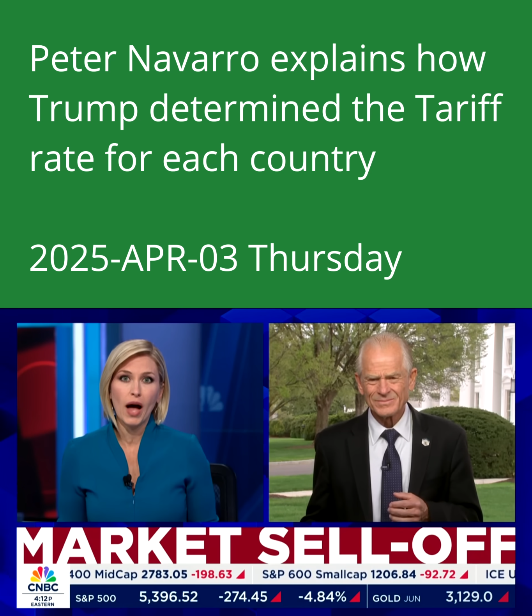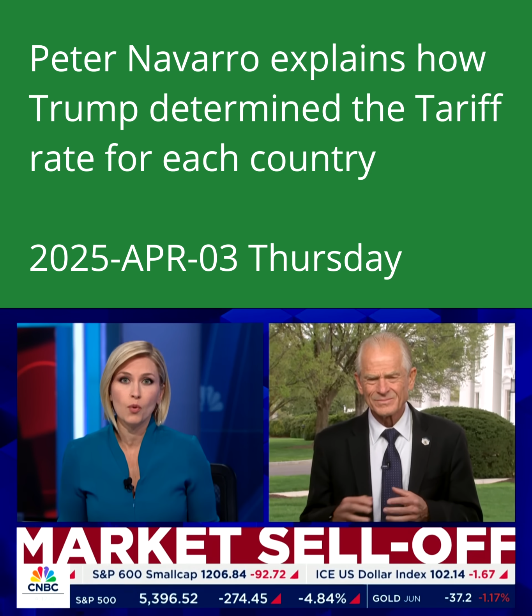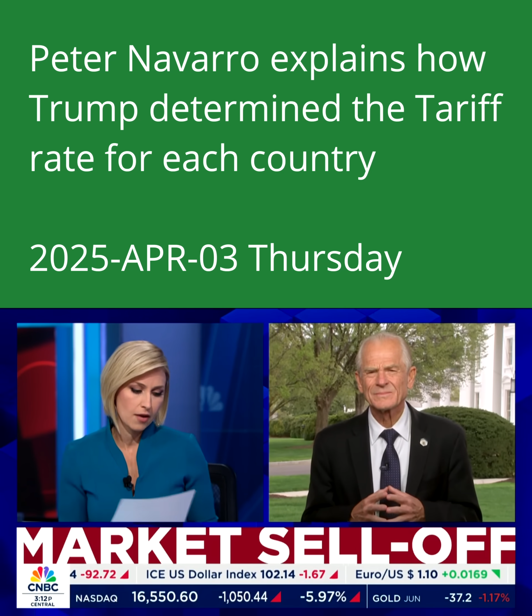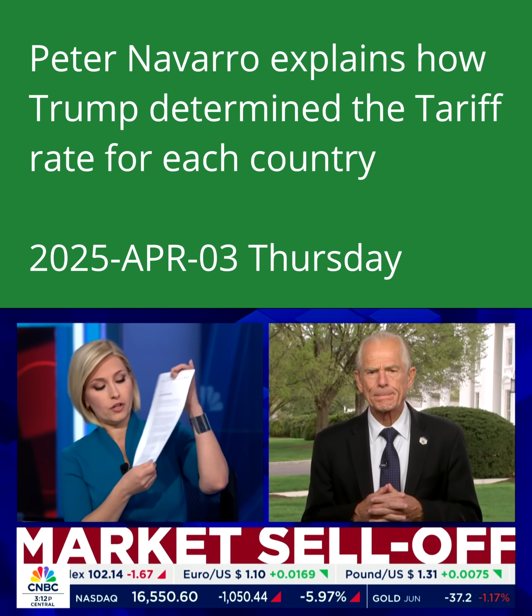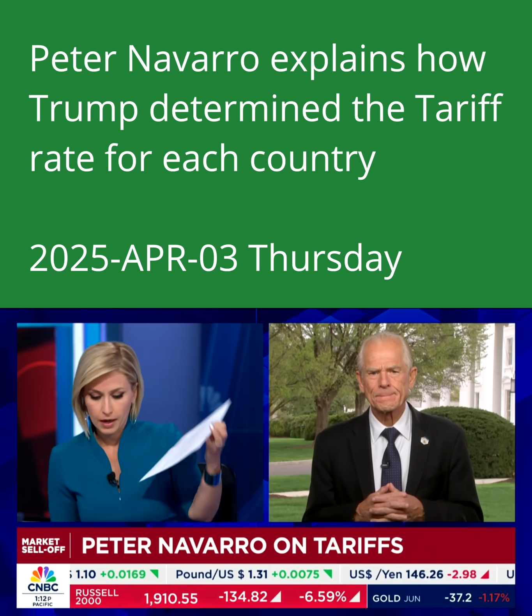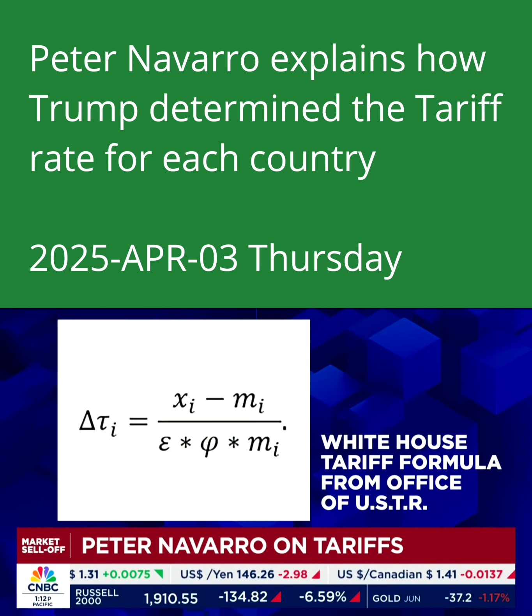How the administration arrived at these numbers that were on the boards that President Trump put forward yesterday. I have the reciprocal tariff calculations here. It's a very fancy-looking formula, but a number of economists and media are pointing to a much simpler mathematical equation.